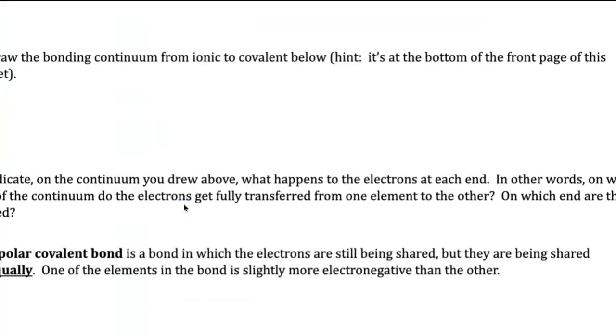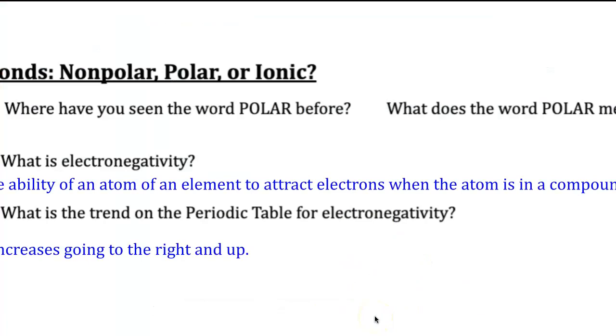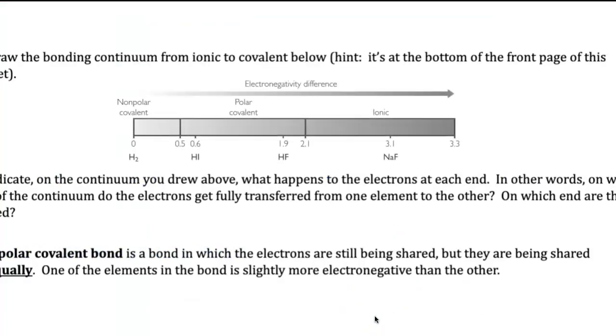Draw the bonding continuum from ionic to covalent below. So pause the video and you'll want to copy this bonding continuum down. Notice we have nonpolar bonds that have the least amount of change in electronegativity, but then great electronegativity difference becomes ionic. And we'll look at calculating those in just a minute. Once this is drawn, continue on with the video.